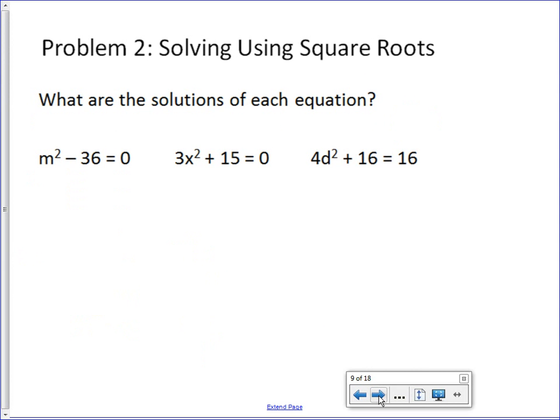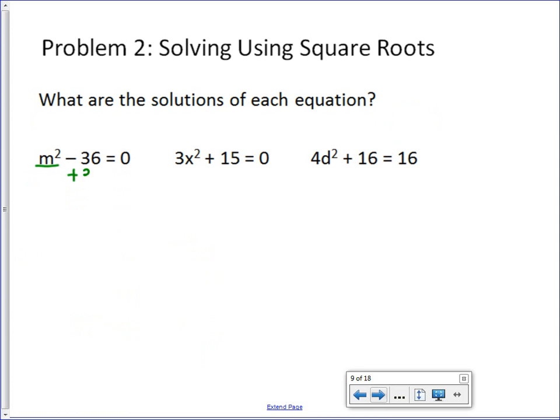Now let's move on to problem 2. And this is the best way, I think, of solving some of these simple equations, similar to ones that you saw in lesson 9.1. We can solve them using square roots quite easily. So what we want to do is isolate m.